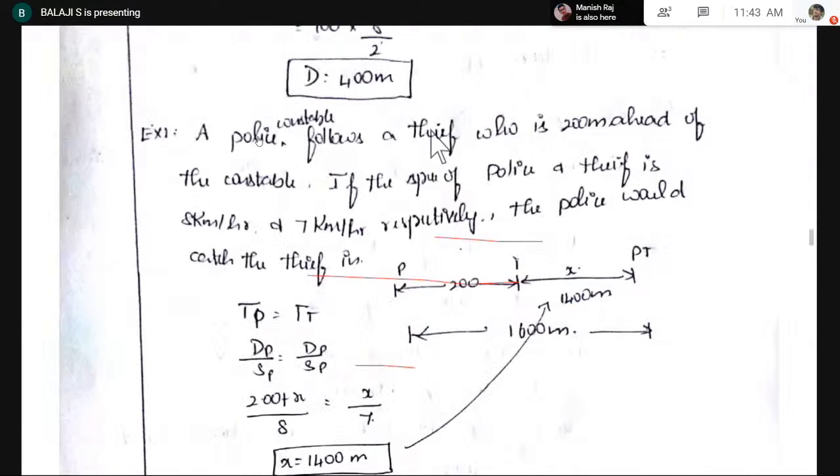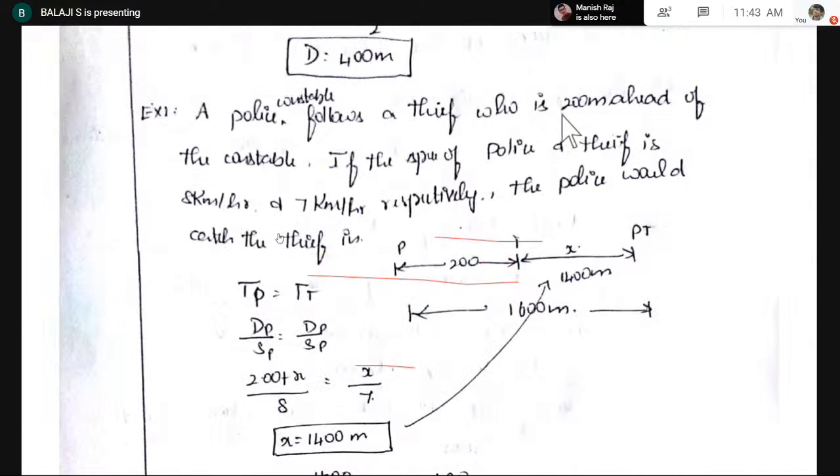Second question. A police constable follows a thief who is 200 meter ahead of the constable. If the speed of the police and the thief is 8 kilometer per hour and 7 kilometer per hour respectively, the police would catch the thief in. Now see here, the question is put on the head of police, the person who is chasing. Normally this is the police, this is the thief, and the distance between them is 200. When the thief saw the police, the thief started running, and now the police catches the thief at this point. We must find what is this distance.